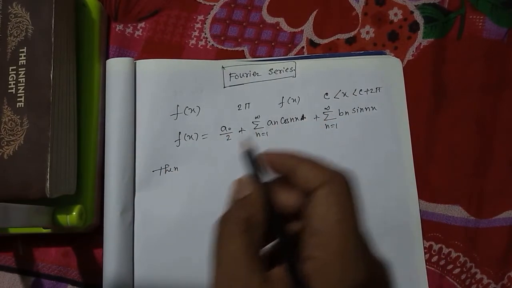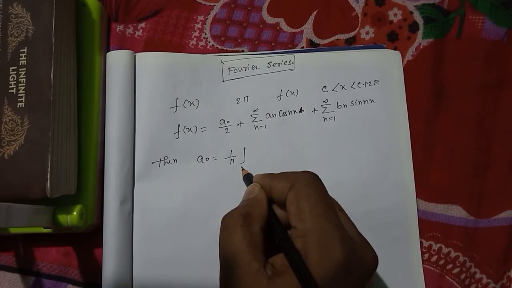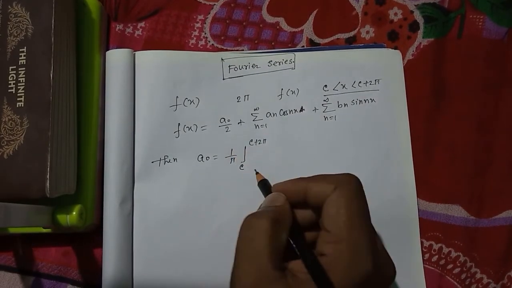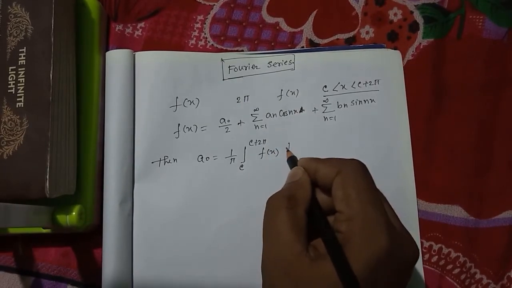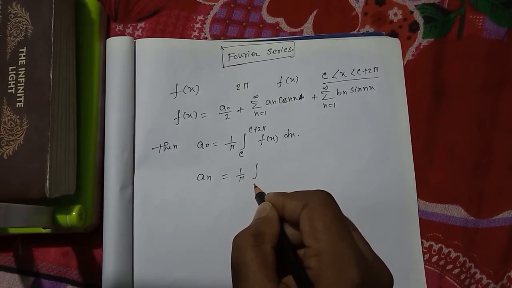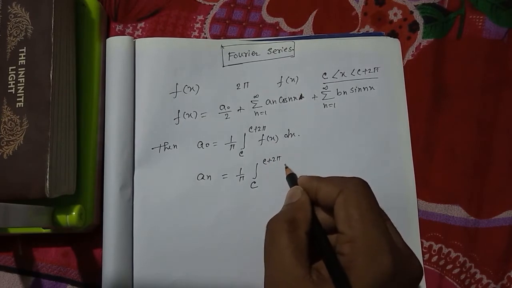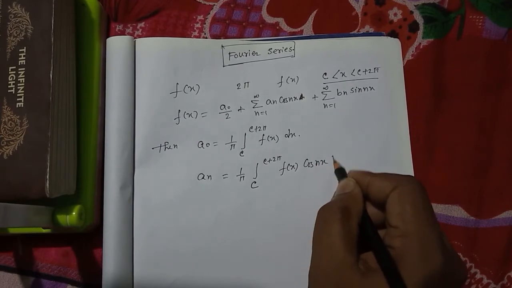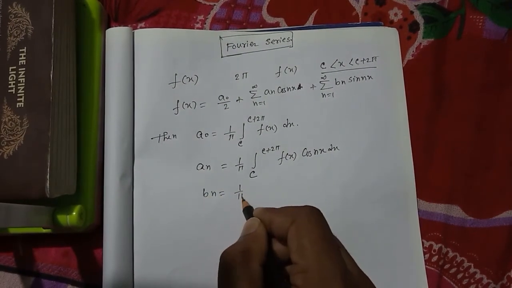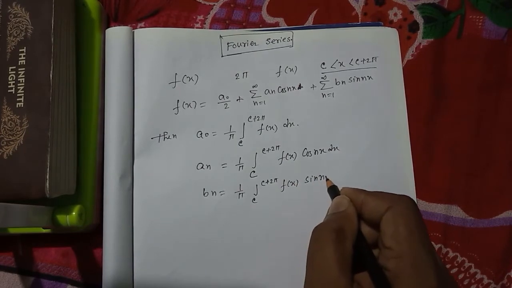Then the coefficients a0, an, bn are given by a0 equal to 1 by pi integration c to c plus 2 pi, this limit c to c plus 2 pi, f of x dx, and an is 1 by pi integration c to c plus 2 pi f of x cos of nx dx, and bn is equal to 1 by pi integration c to c plus 2 pi f of x sin of nx dx.